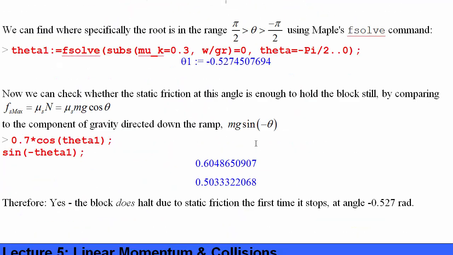Now we'll check whether the static friction at this angle is enough to hold the block still by comparing the max static friction to gravity at that point. Okay, so there's our max static friction term and our gravity using a coefficient of static friction of 0.7, and it is. So this is larger than that, meaning that static friction will not be its max value, it'll just be equal to what it needs to be to counteract gravity, and the block slides down the ramp, comes up to the left-hand side, and stops as soon as it reaches its 0 point, and then just sticks there, freezes due to static friction.